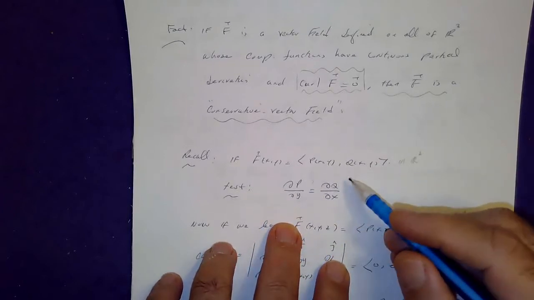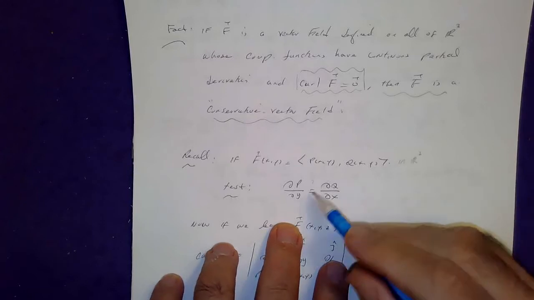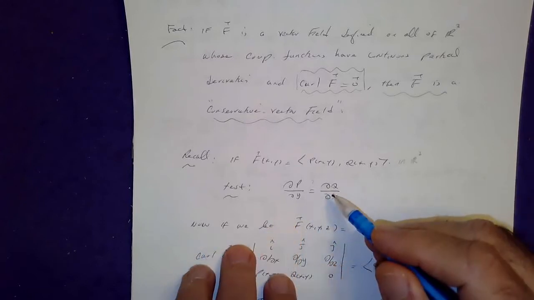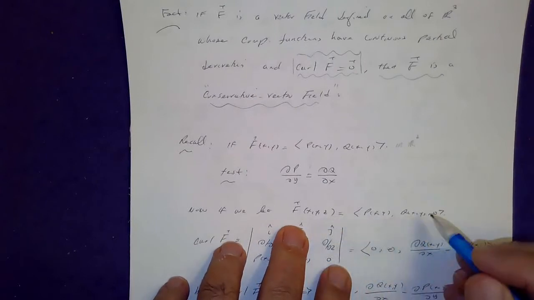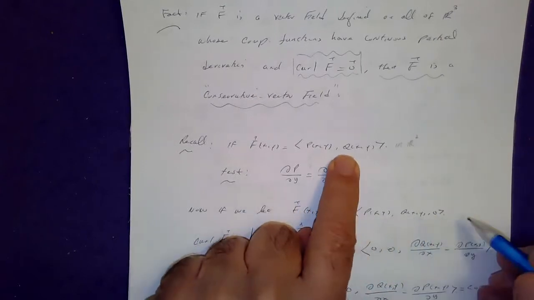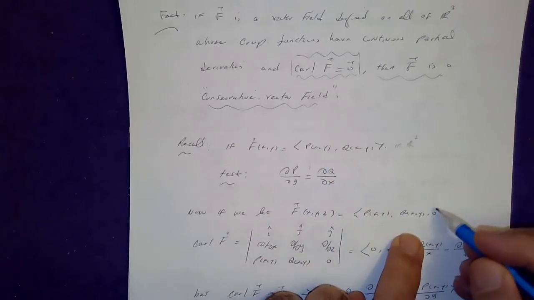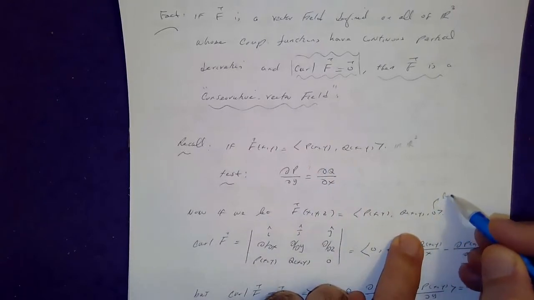So now that we know what curl is, let's see where this is coming from. If we let the vector field be P, Q, there is no z, so the z component is what?